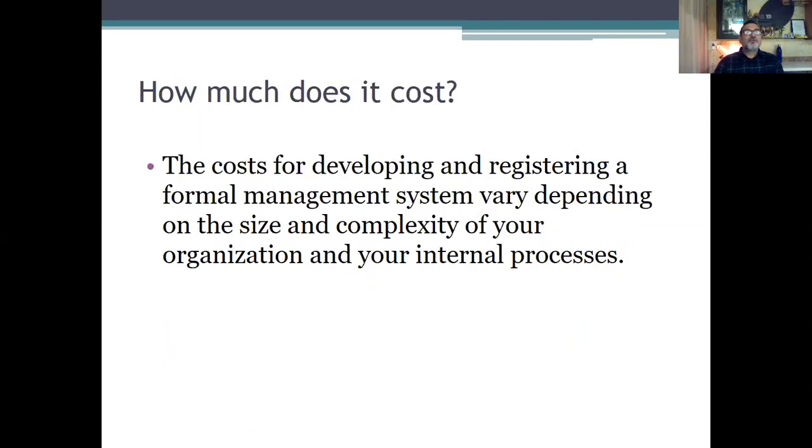Let's come to a very important question now. How much is it going to cost? Before implementing ISO 14001, one needs to consider the cost and the project length, which are further influenced by a detailed understanding of the implementation phases.